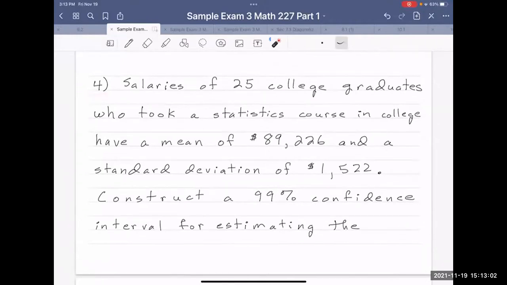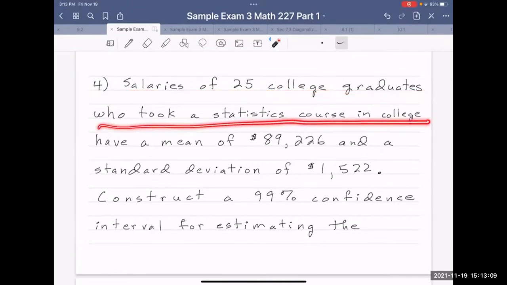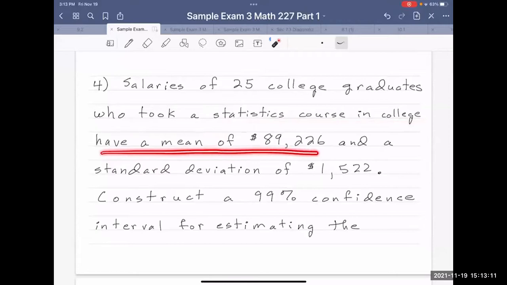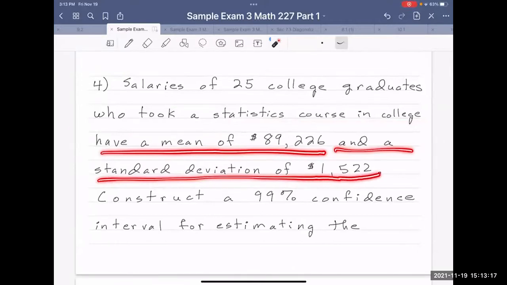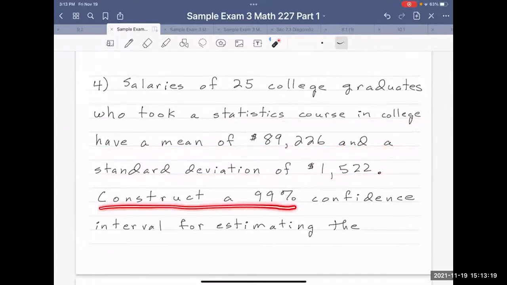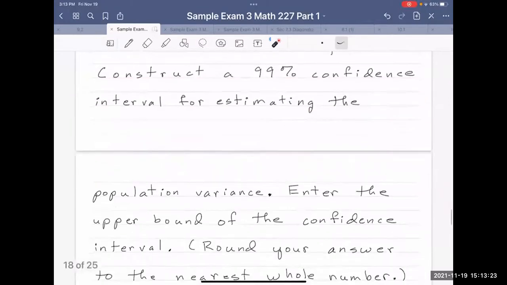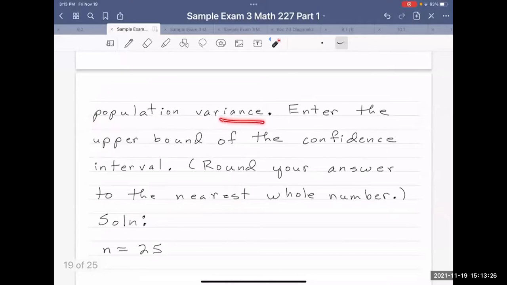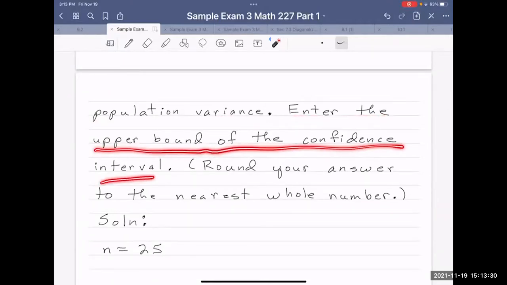4. Salaries of 25 college graduates who took a statistics course in college have a mean of 89,226 and a standard deviation of 1,522. Construct a 99% confidence interval for estimating the population variance. Enter the upper bound of the confidence interval. Round your answer to the nearest whole number.